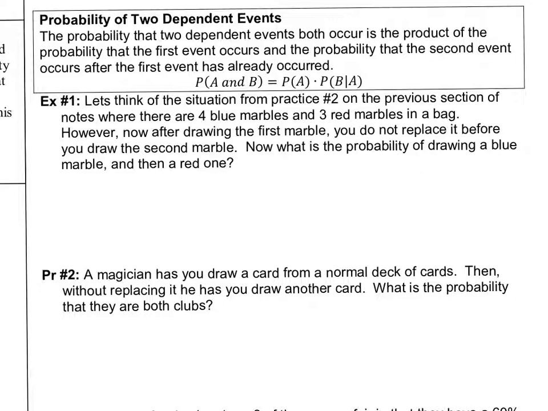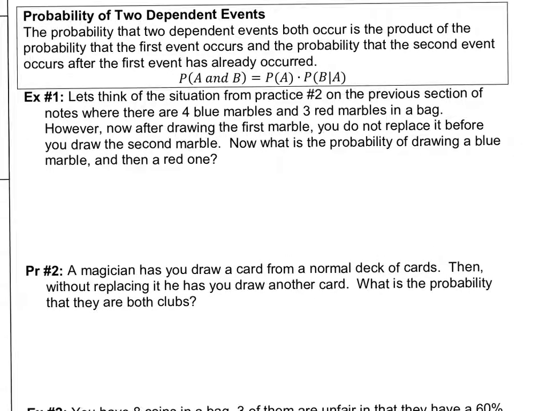So the last notes, we had practice 2 where there were 4 blue marbles and 3 red marbles in a bag. However, now after you draw the first marble, you do not replace it before you draw the second marble. So you're going to take a marble out and you're going to leave it out. That's going to change the probability of your second draw. So now, what is the probability of drawing a blue marble and then a red one?